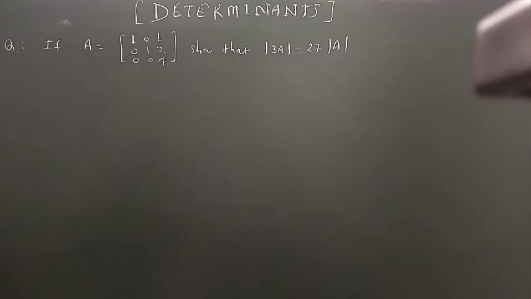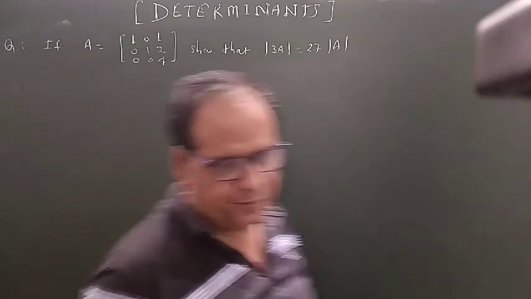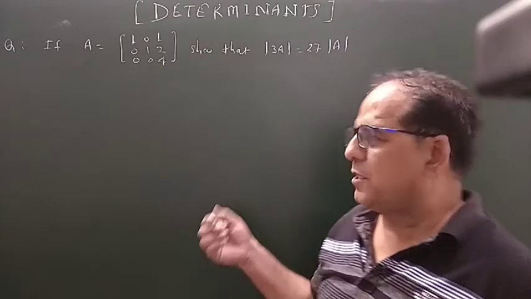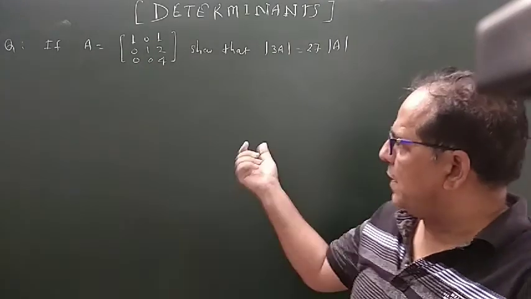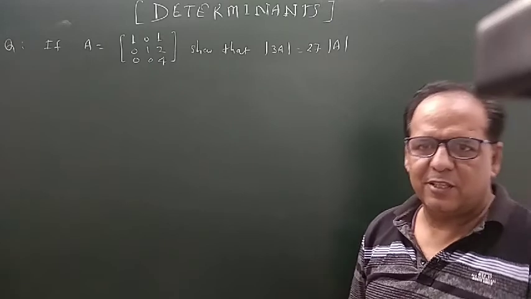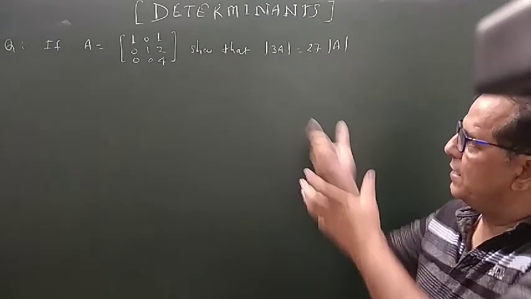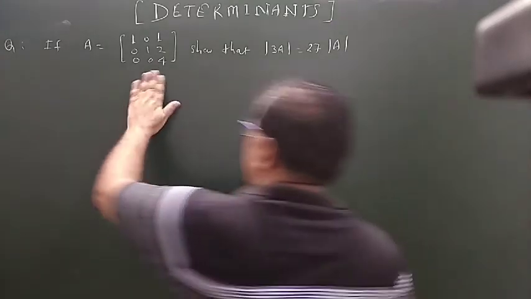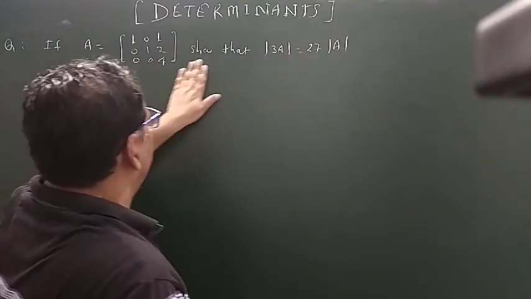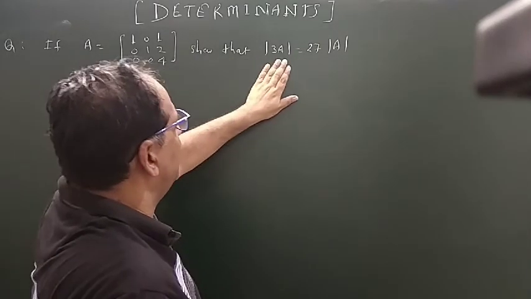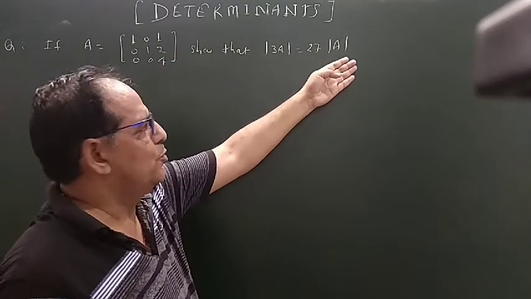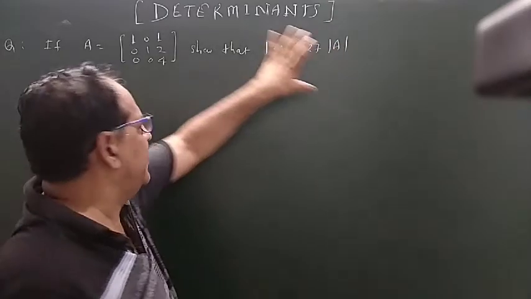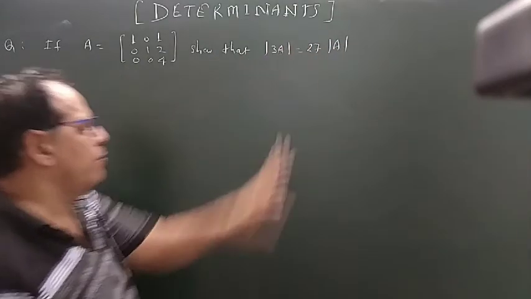Now I am taking a question based on the property determinant KA is equal to K to the power n determinant A. Before this you saw this property, and this question is to verify that same property. Here A is the given matrix of order 3 by 3 and we want to show that determinant of 3A equal to 27 determinant A. We know this is the property, so we can use it anywhere, but here we want to verify this property.